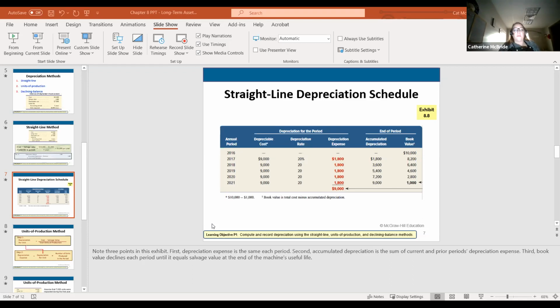Cost minus salvage value. The denominator is useful life. So the cost minus the salvage value is $39,900. The useful life was how many years? It was 10 years. So every year we're going to take 3,990.